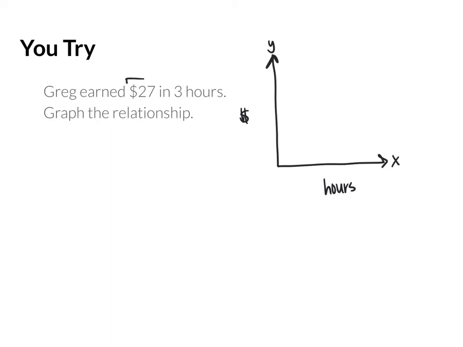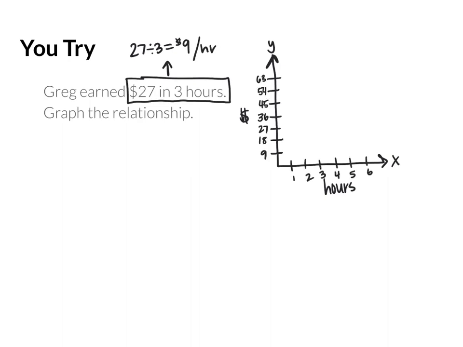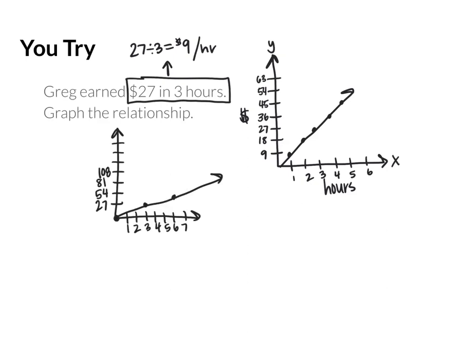They told us that Greg earned $27 in 3 hours, so they haven't given us the unit rate. We have to calculate it. 27 divided by 3 is $9 per hour. We can then fill in our y-axis based on our unit rate, $9 per hour. I graph my points, and it's going to look like this.